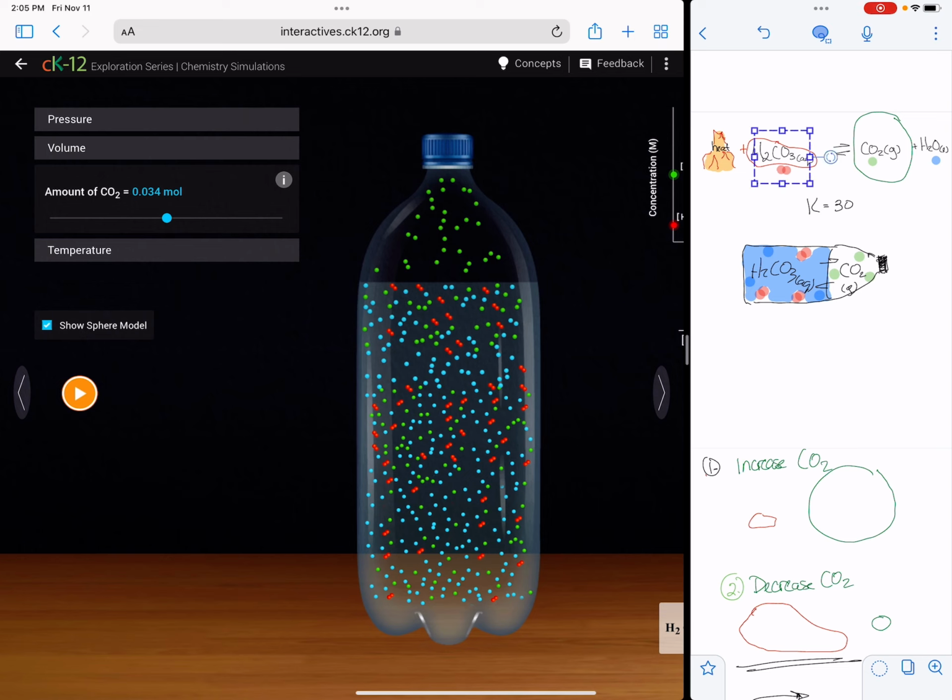So let's look at this reaction. We're going to do the first thing. We're going to increase the CO2. You'll see that's a little carbonation bubbler there. So first thing, we're going to increase it.